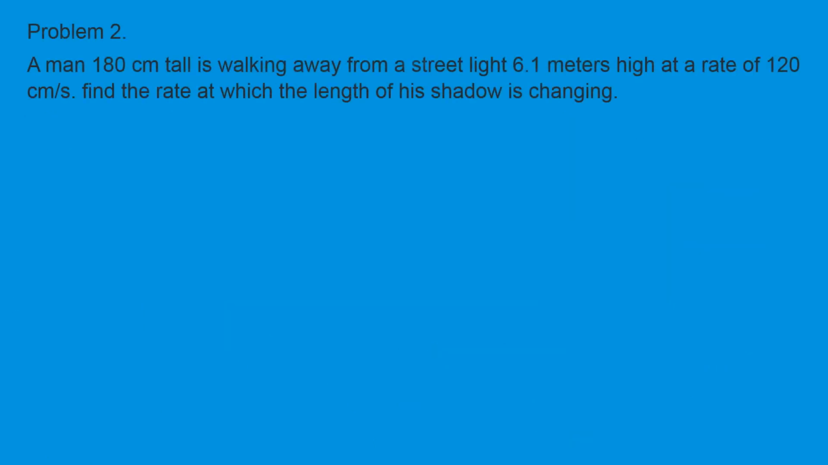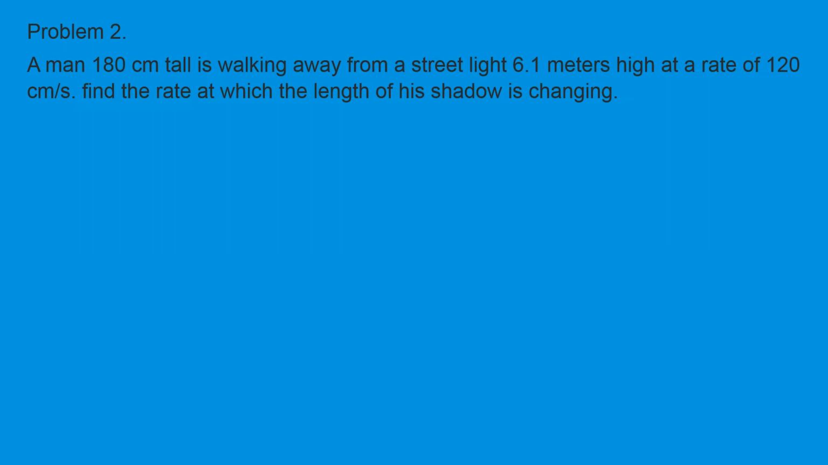Okay, let us have now the second problem. Problem number 2. A man, 180 cm tall, is walking away from a street light that is 6.1 meters high, in a straight line at a rate of 120 cm per second. We are asked to find the rate at which the length of his shadow is changing as he walks away from the 6.1 meter high street light.